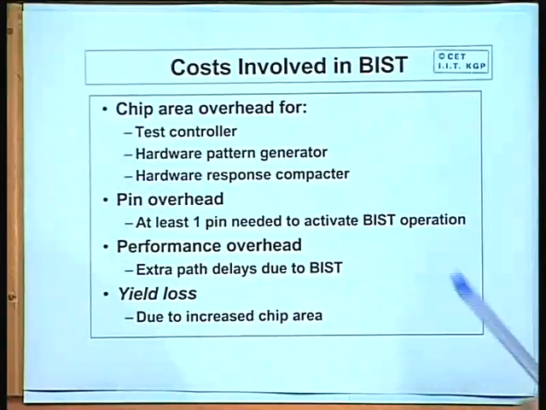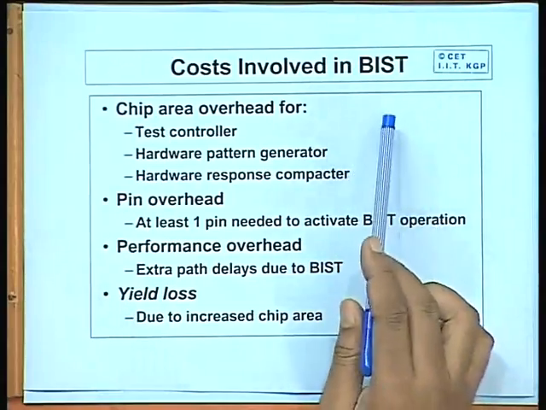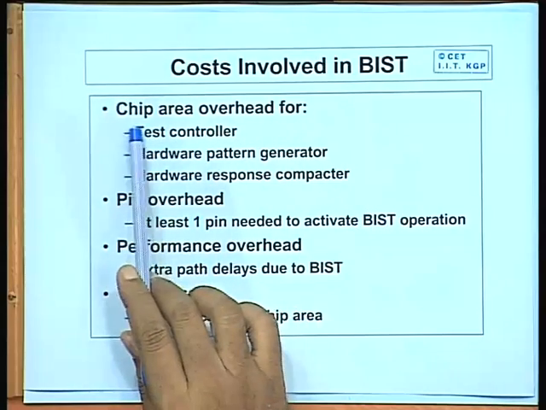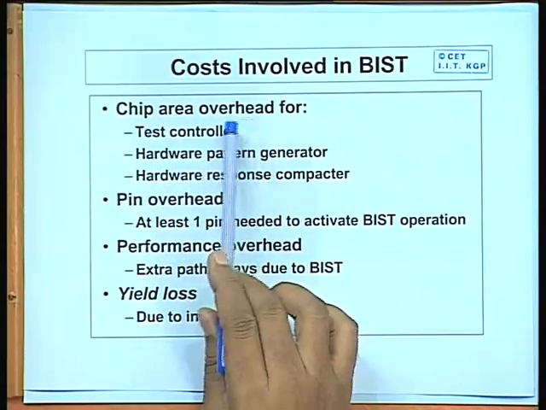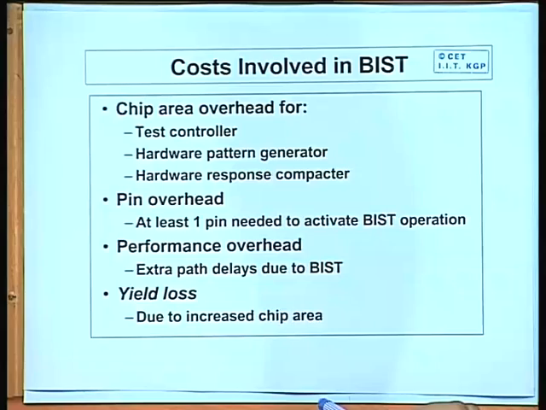Okay. So, these are the problems, and now let us try to see what the different components of cost involved in having a BIST implementation are. So, the first and obvious cost is clearly the chip area overhead for the additional hardware that you need.